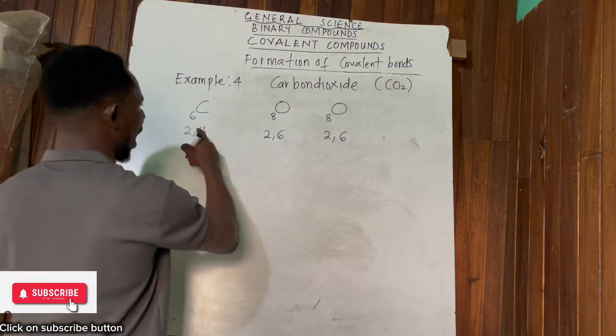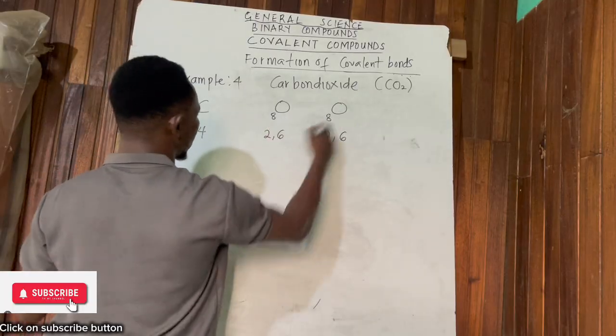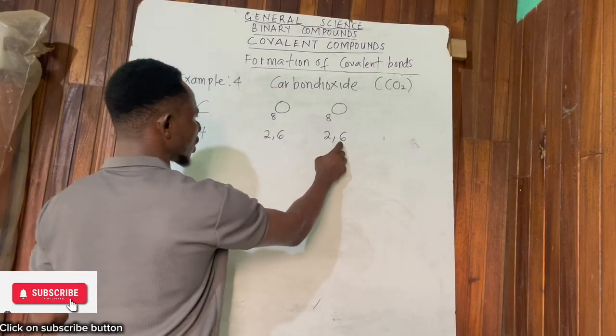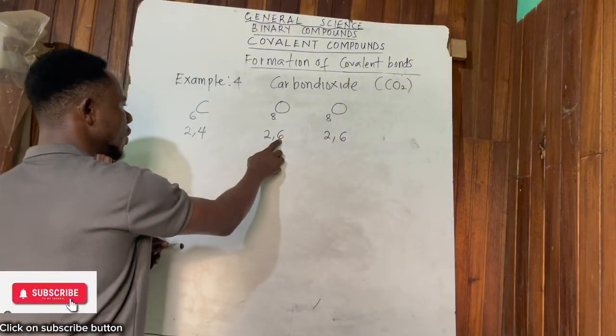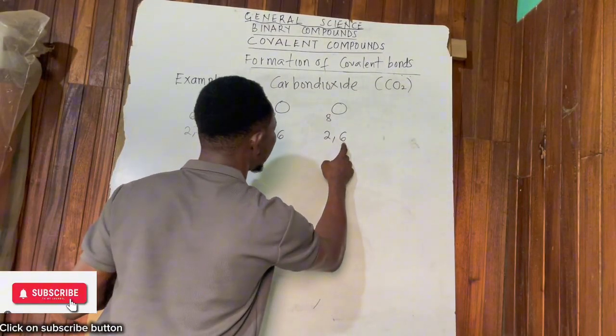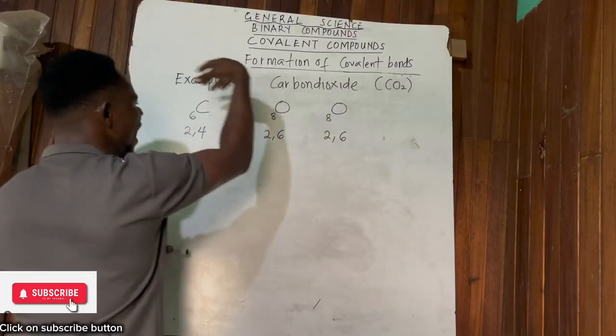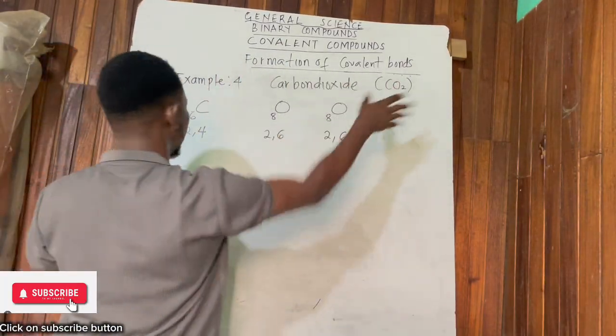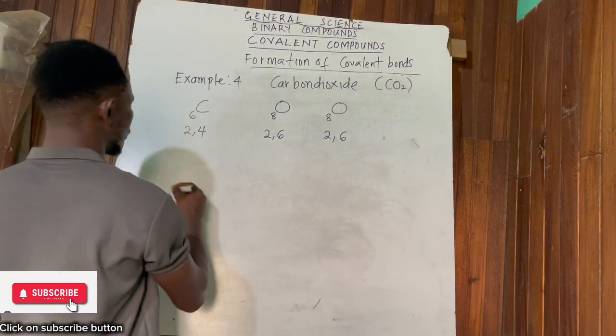So there is carbon, there is oxygen, there is oxygen. This oxygen needs how many? 2. This oxygen needs how many? 2. It needs 2 to be stable. This also needs 2 to be stable. So it is going to share the 2. This needs 4 to be stable. It is going to share the 4. So carbon, let's draw for carbon.